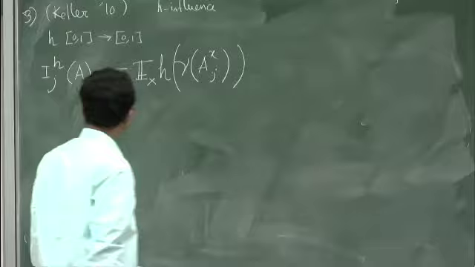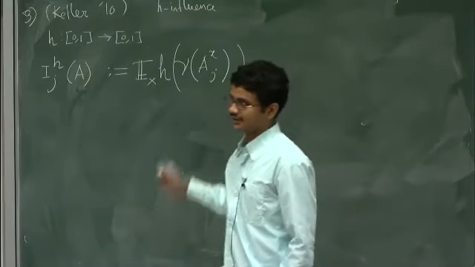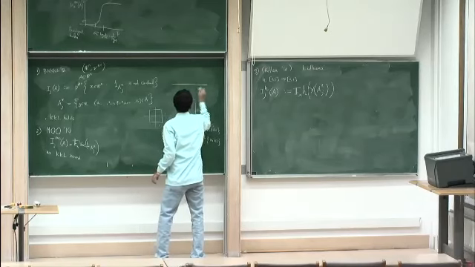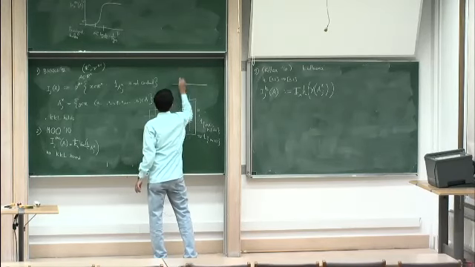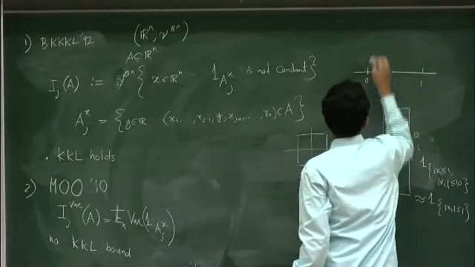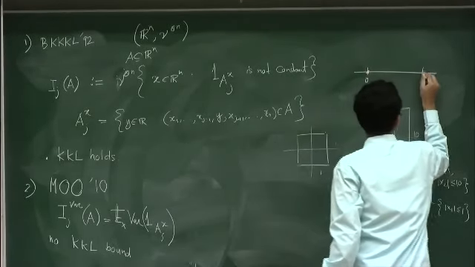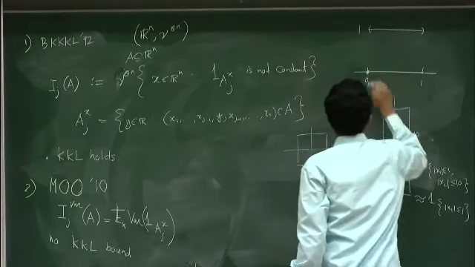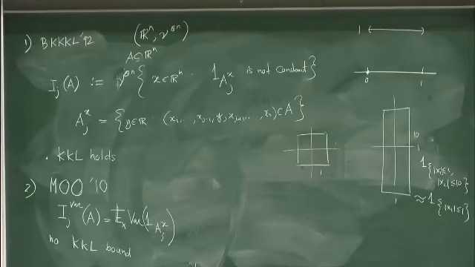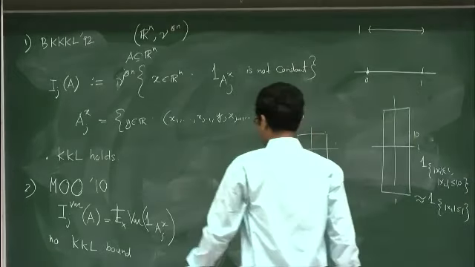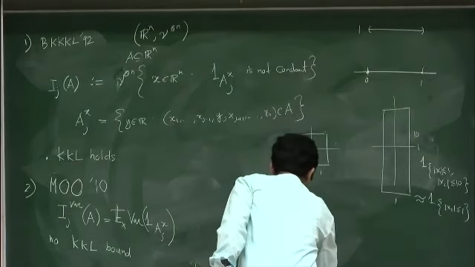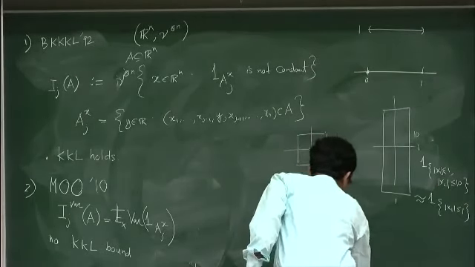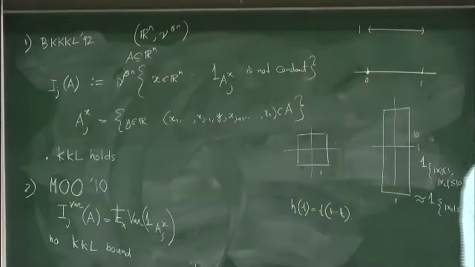Note that the previous two definitions are special cases of this. In the first case your H function is nothing but this: H(0) is 0, H(1) is 0, and apart from that H is always 1. And in the variance influence case, H(t) is t times (1 minus t).